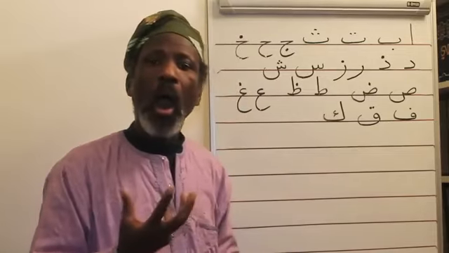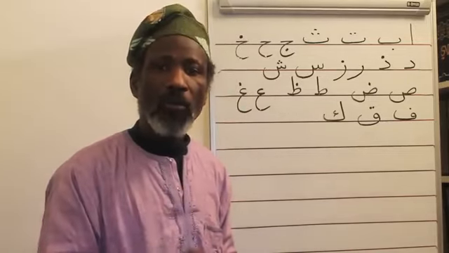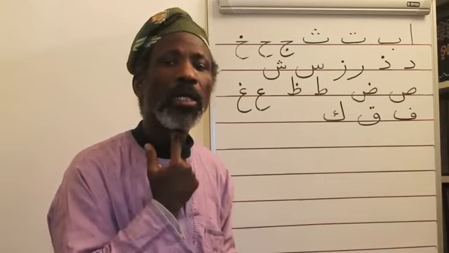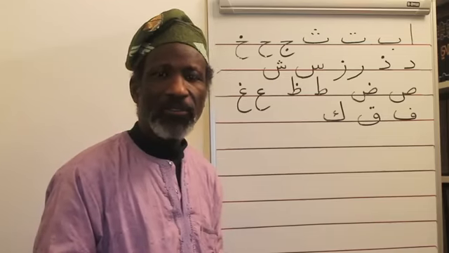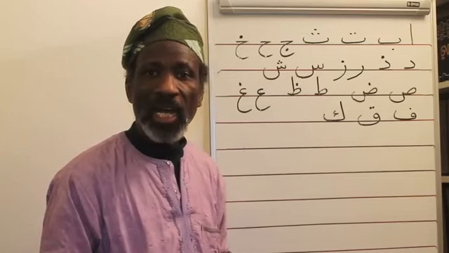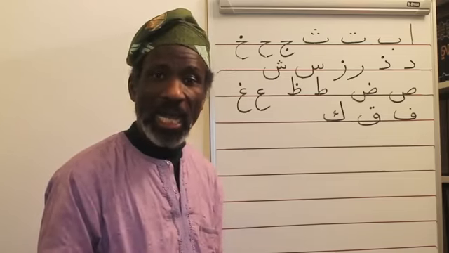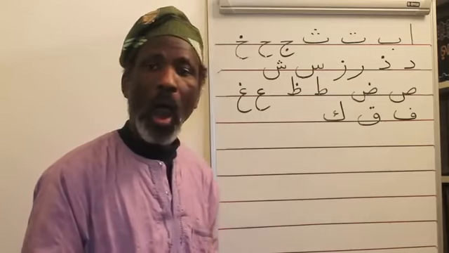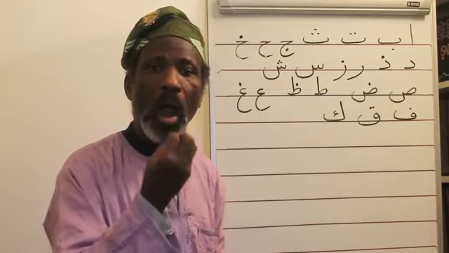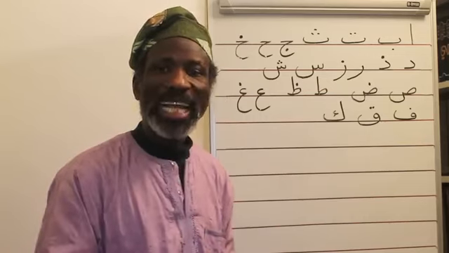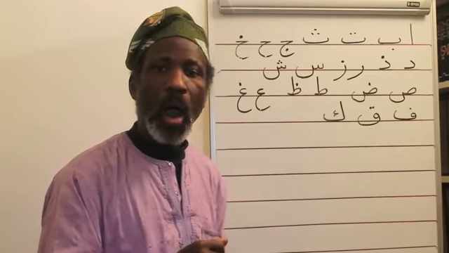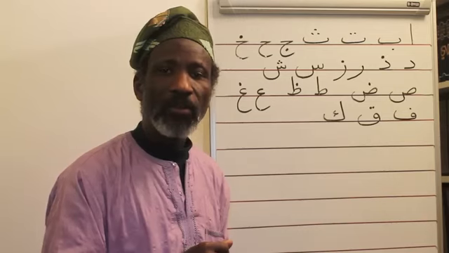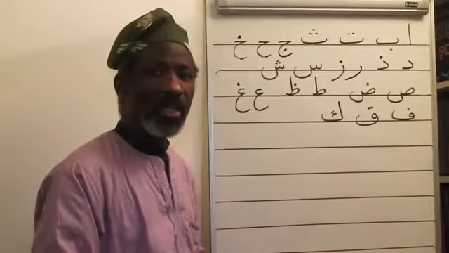This one is Qaf. It's coming from your throat here. But this one, Kaf, is very flat, like a khaki. Ka. Look at the movement of the mouth. Ka. Well done.